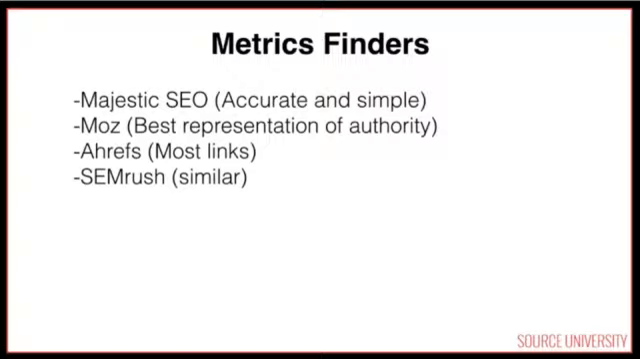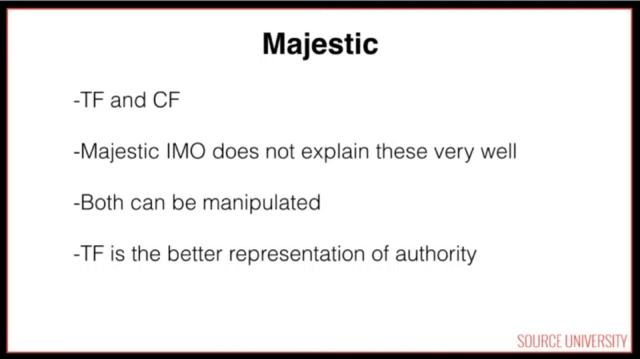Majestic is accurate and simple to use. Moz has the best representation of authority, in my opinion, domain authority and whatnot. Ahrefs finds the most links, so if you're trying to find exact links your competition is using, you can use that. SEMrush is really good for finding keywords that you're already ranking for and don't know about.